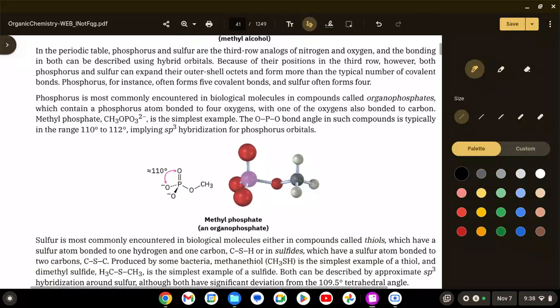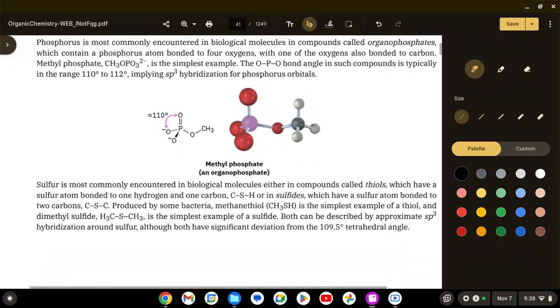In the periodic table, phosphorus and sulfur are the 3rd row analogs of nitrogen and oxygen, and the bonding in both can be described using hybrid orbitals. Because of their positions in the 3rd row, however, both phosphorus and sulfur can expand their outer shell octets and form more than the typical number of covalent bonds. Phosphorus, for instance, often forms 5 covalent bonds, and sulfur often forms 4. Phosphorus is most commonly encountered in biological molecules in compounds called organophosphates, which contain a phosphorus atom bonded to 4 oxygens, with one of the oxygens also bonded to carbon.